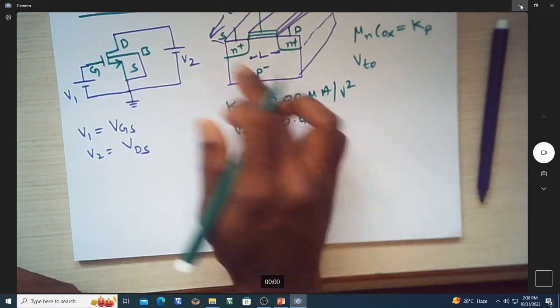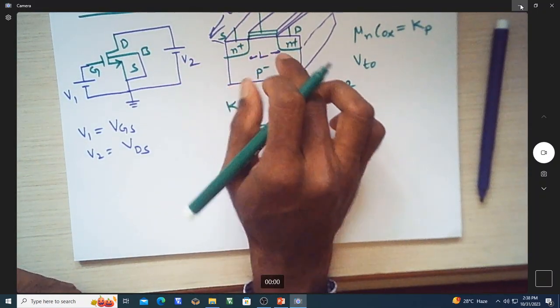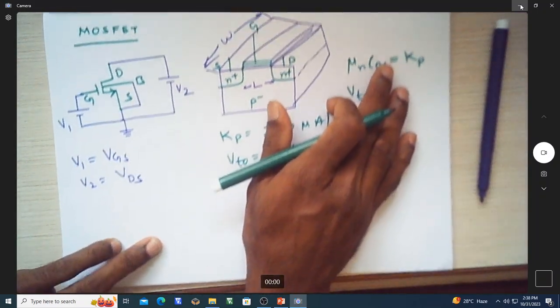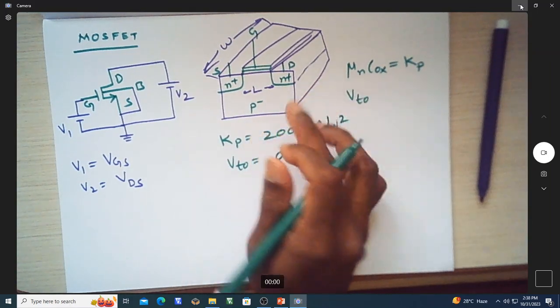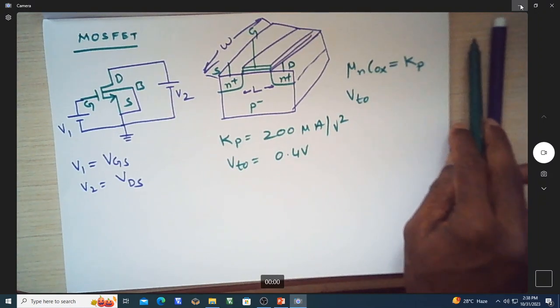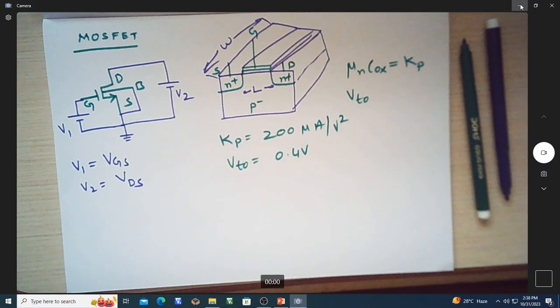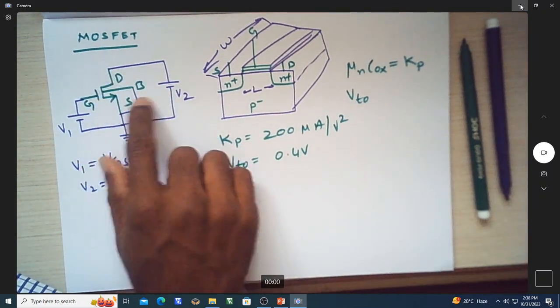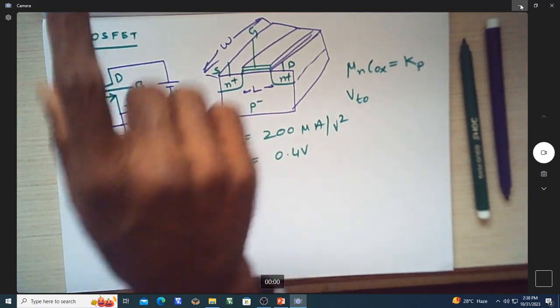Now of course the width and the length of the transistor will be at the user's discretion. He can take any values. So usually it will be in terms of either nanometers or micrometers. Now let us try to realize this particular MOSFET characteristics.